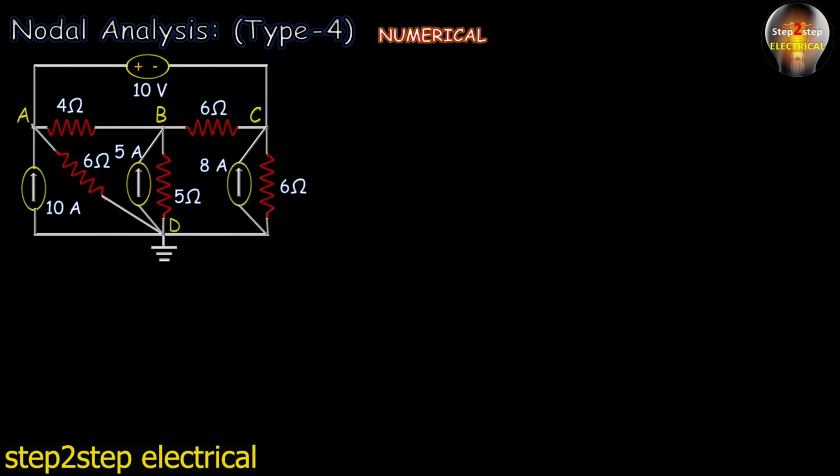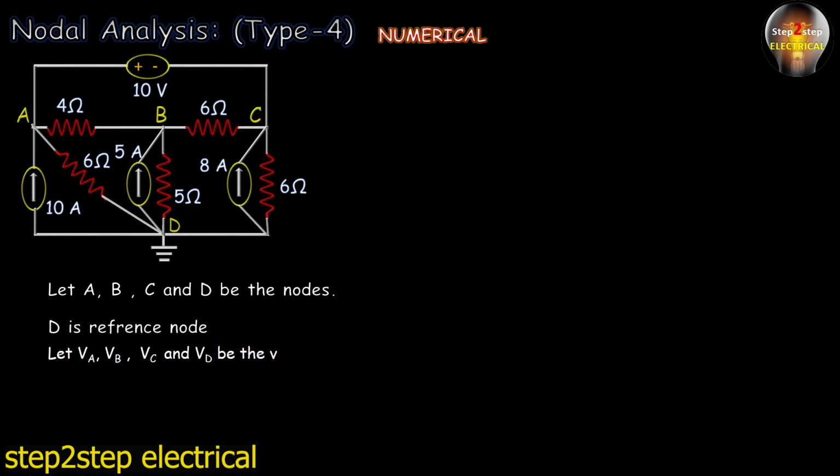So now friends, you can see this is the same circuit. The resistance has been replaced by its equivalent value, while the value of current sources is given as well as the value of voltage source is also given. And here the voltages of the nodes A, B, C are unknown. As we know, D is grounded, that's why VD is equal to 0 volt. So first of all, we will assume that A, B, C and D are the nodes where D is the reference node. VA, VB, VC and VD are the voltages of the nodes A, B, C and D respectively, where VD is equal to 0 volt.